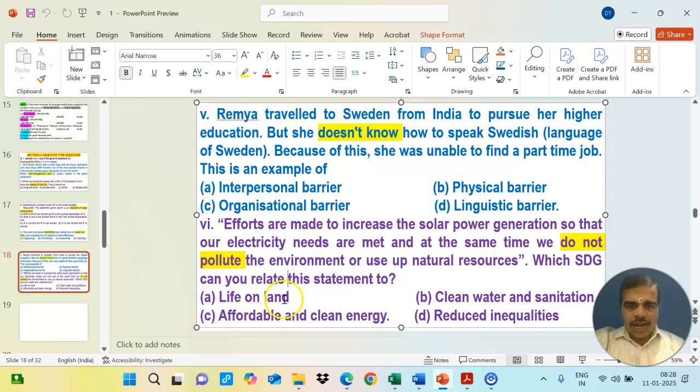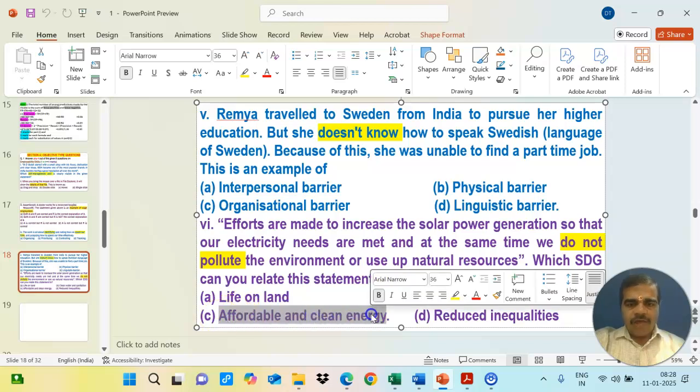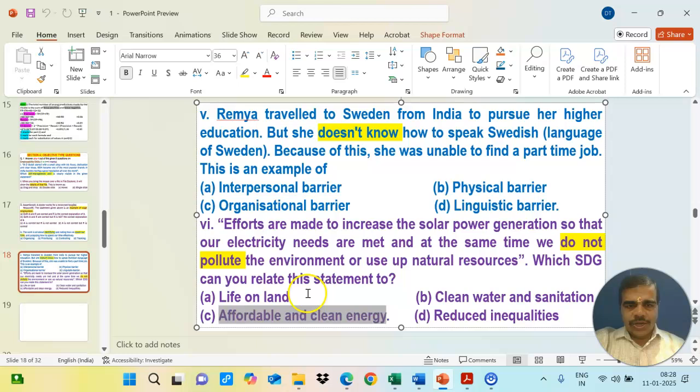It is not related with life on land. Clean water and sanitation, water is not mentioned here. Affordable and clean energy, and reduced inequality. There is no inequality here. Since the statement is talking about power generation, our answer will be affordable and clean energy. So the correct answer is C, that is affordable and clean energy.